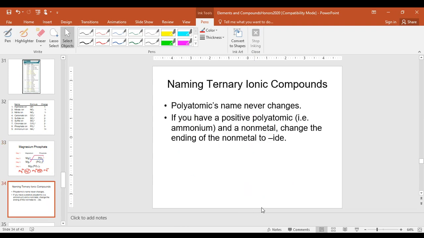Okay, when you're naming polyatomics, the polyatomic's name is never going to change. If you have a positive polyatomic, like ammonium, and a nonmetal, you still change the ending of the nonmetal to -ide.